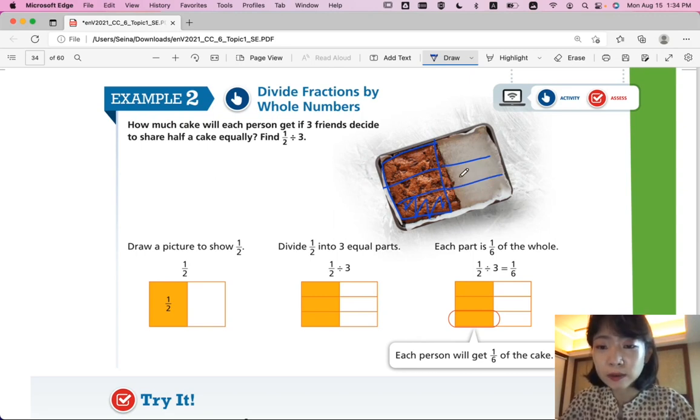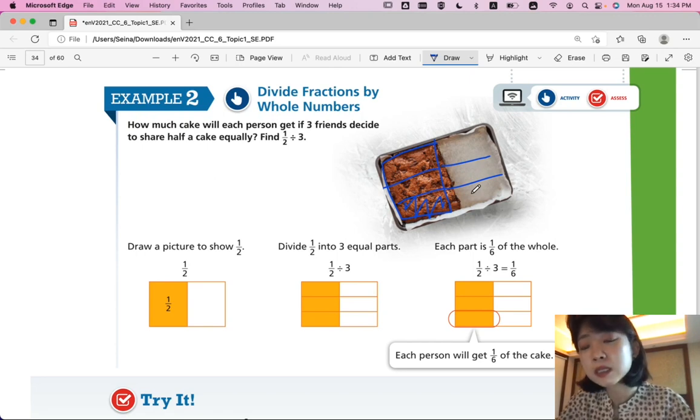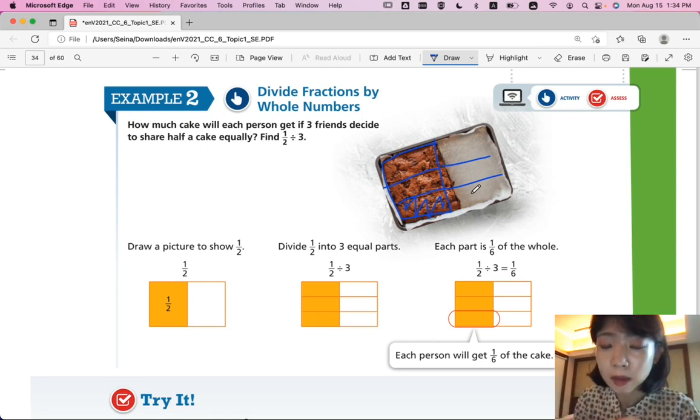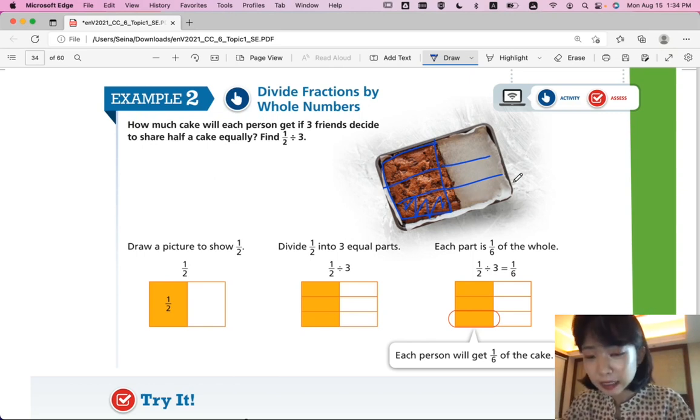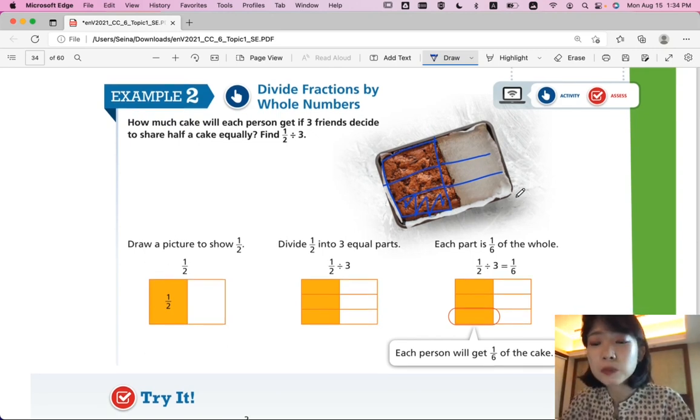1, 2, 3, 4, 5, 6. We have 6 pieces total with the same amount for the whole pan. So it's going to be 1/6 of the original cake. Okay, so each part is 1/6 of the whole.